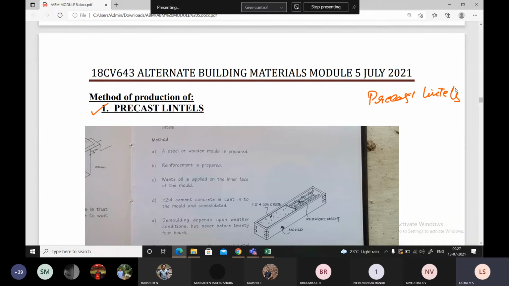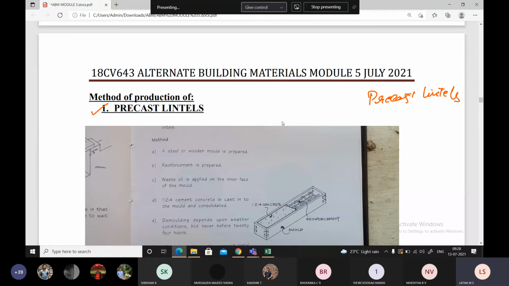What is the purpose of lintels, students? What does a lintel do? What is the function of lintels? It will reduce the loads on doors and windows. Yes, it will reduce the loads on the doors and windows.